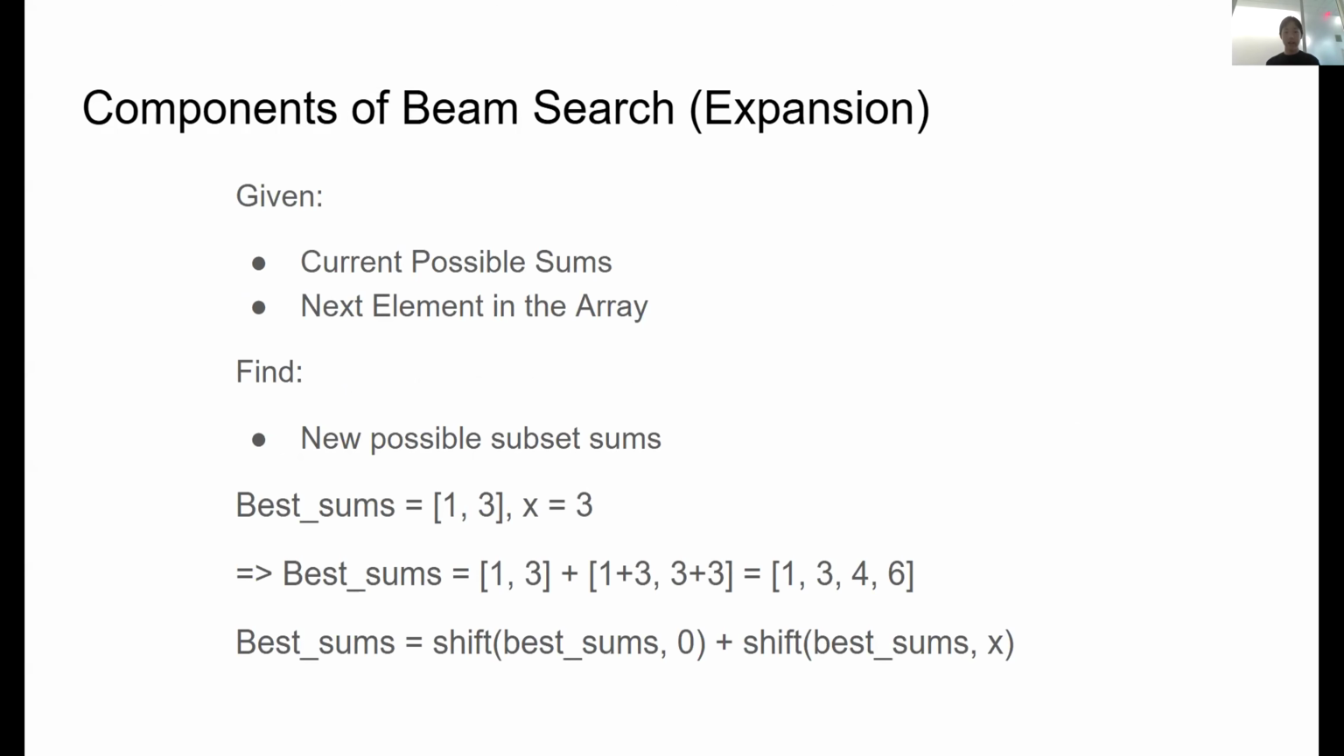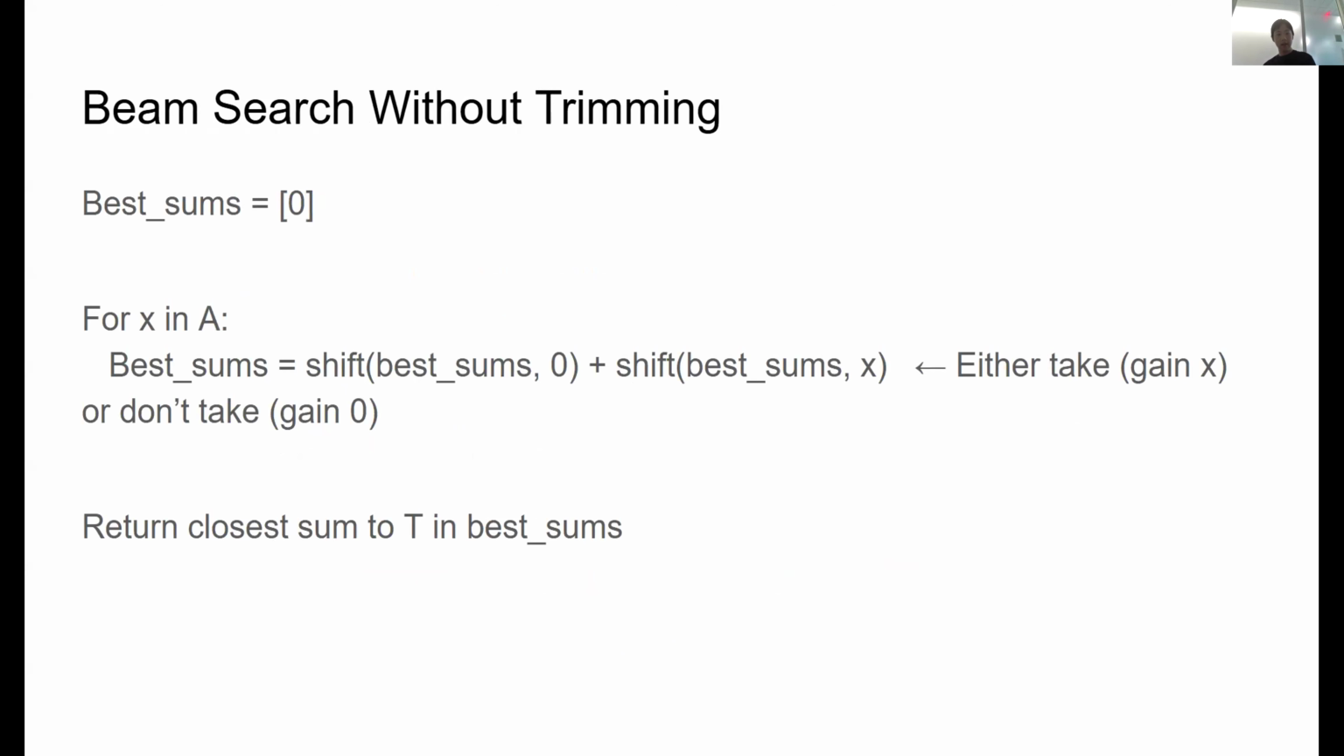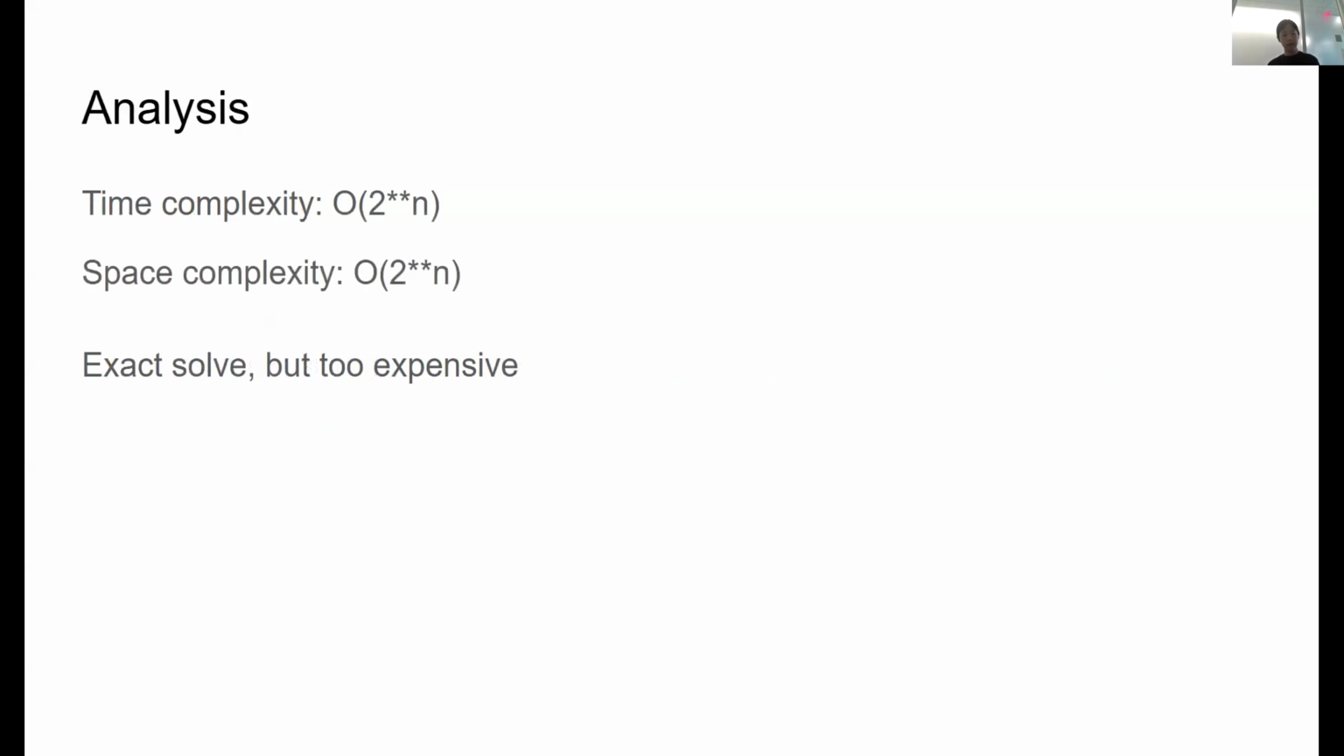There's also an expansion step. What it does is, given the current possible sums and the next element in the array, you return the new possible subset sums. So if you start with 1, 3, and x is 3, you get 1, 3, 4, 6. So this is beam search without trimming. You start with 0, which is the only possible subset sum at the start, and you repeatedly expand, increasing the size by 2 until you generate all 2 to the n possible subset sums. Then you return the best candidate.